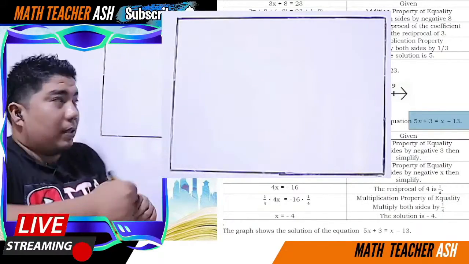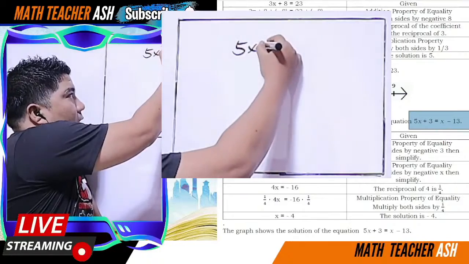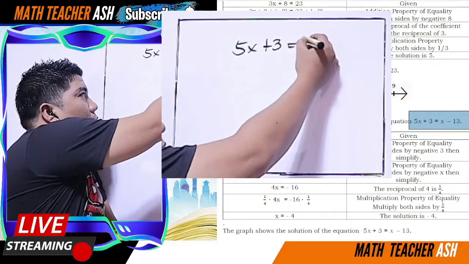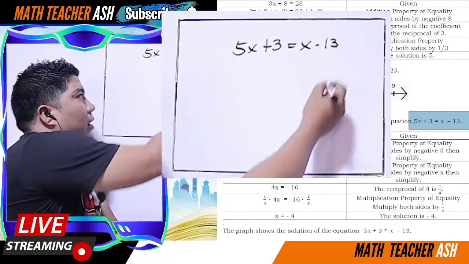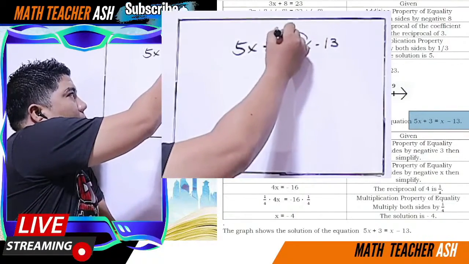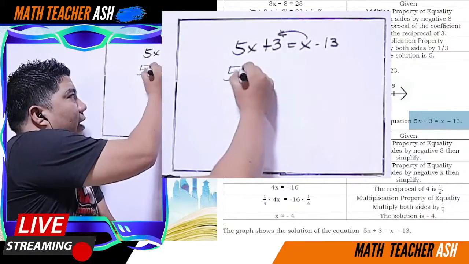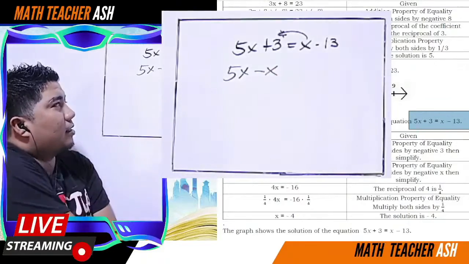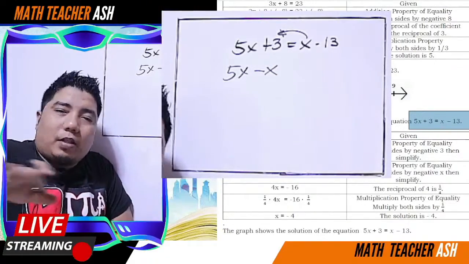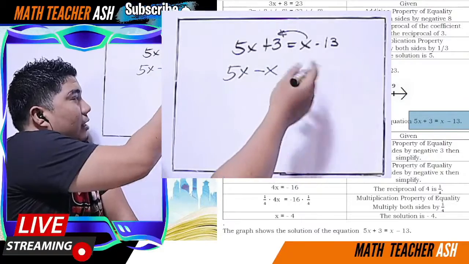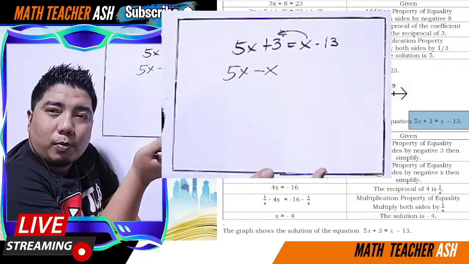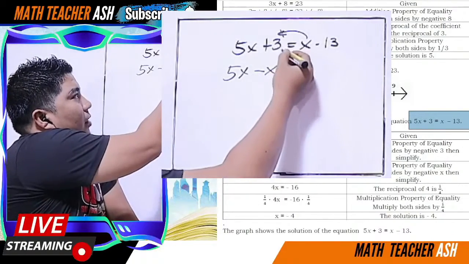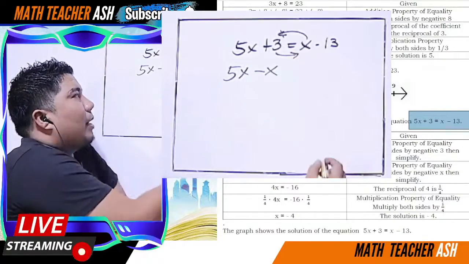So, let me just show you this one. That is 5x plus 3 is equal to x minus 13. Okay. So, I will transpose my x here. So, 5x, of course, this is positive. So, this will become negative x, or minus x. Okay, my dear math learners? Why? It's because every time you transpose a term, the sign will change. Okay, so of course, this positive 3 here, or plus 3, I will also move to the other side.